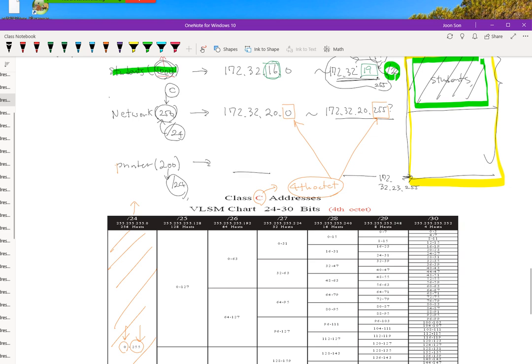And for the rest of them you have to use the Class C chart. Okay, so any other question? Okay, so let's take a break.